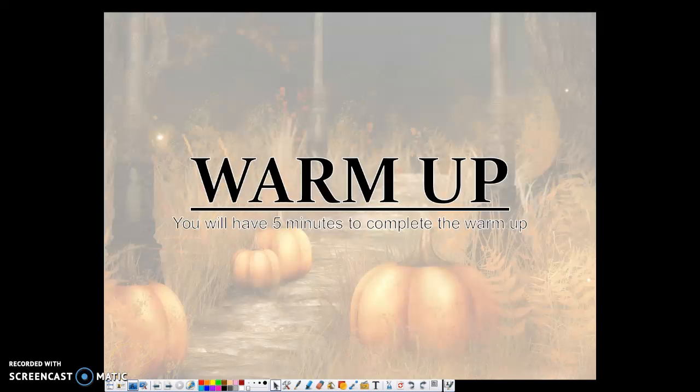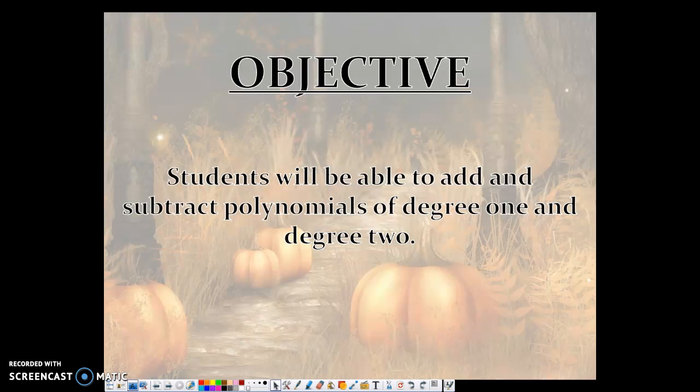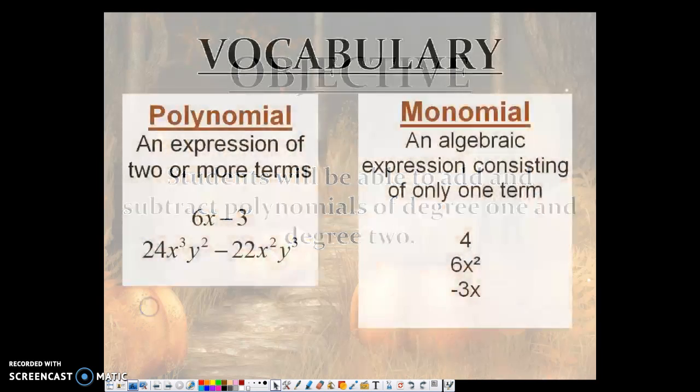Okay, so we're going to be doing something very similar to the same thing we did yesterday. It's actually the same thing we did yesterday. Students will be able to add and subtract polynomials of degree 1 and degree 2.